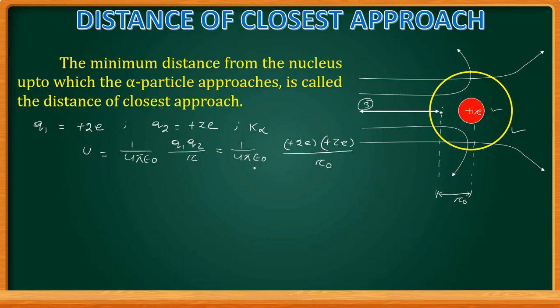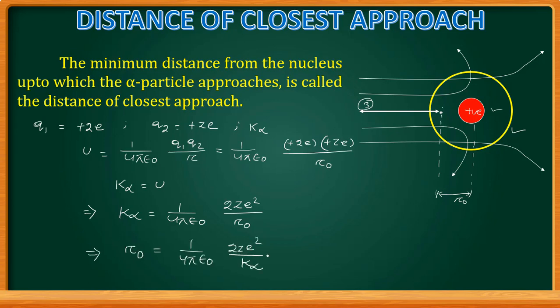At the distance of closest approach, the kinetic energy of the alpha particle is converted into electrostatic potential energy. That means here we can write, at the distance of closest approach, K alpha equal to U. Yes or no? Then what did you get here? We can write K alpha equal to 1/4 pi epsilon naught 2 Ze square by r naught. Then to find r naught, we can write r naught equal to 1/4 pi epsilon naught 2 Ze square by K alpha, by cross multiplying this. And this is the required expression for the distance of closest approach.